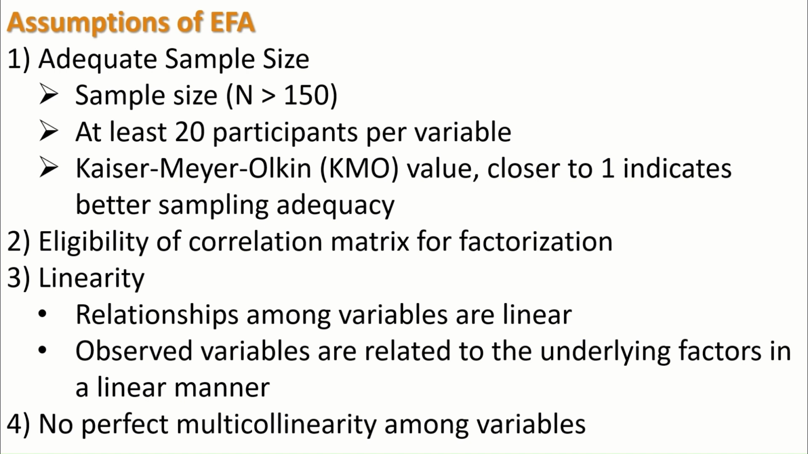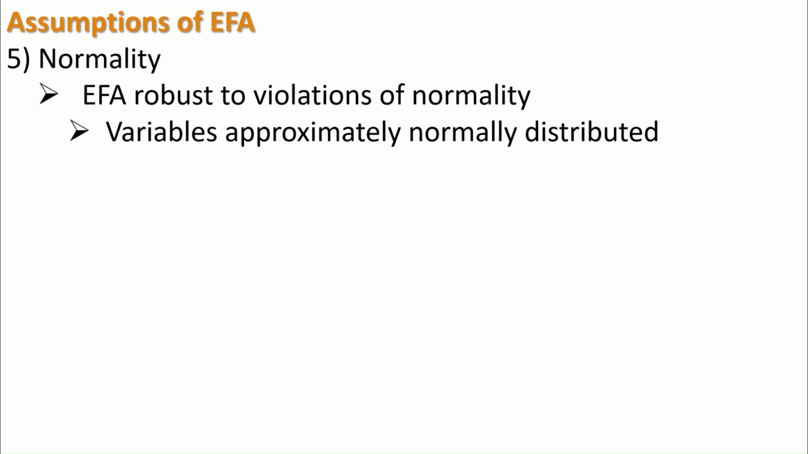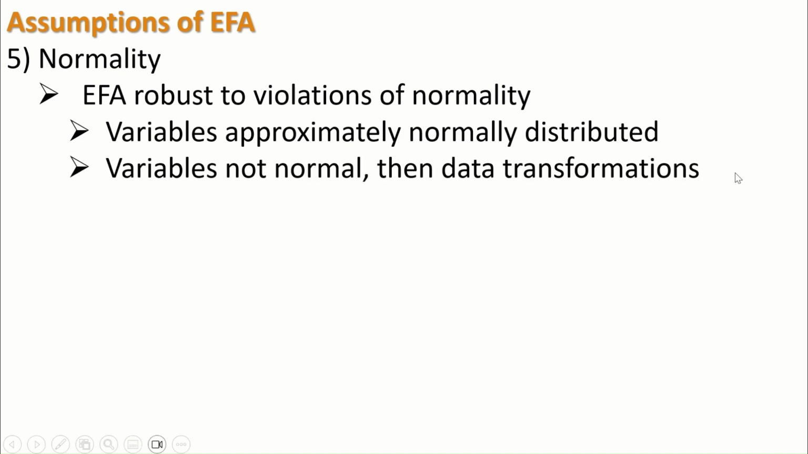So variables should not have a high value of correlation or relationship. The fifth assumption is the normality. Though EFA is robust to violation of normality, variables should be approximately normally distributed, and if variables are not normal, then transformation for the data can be performed.